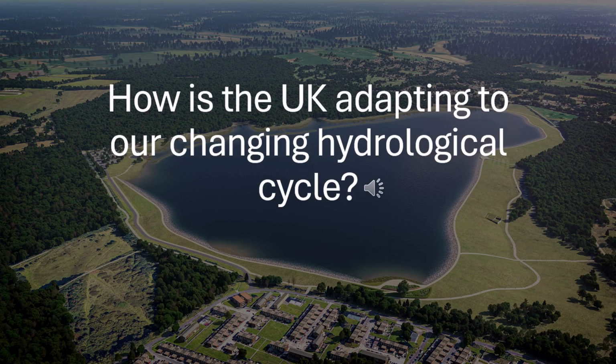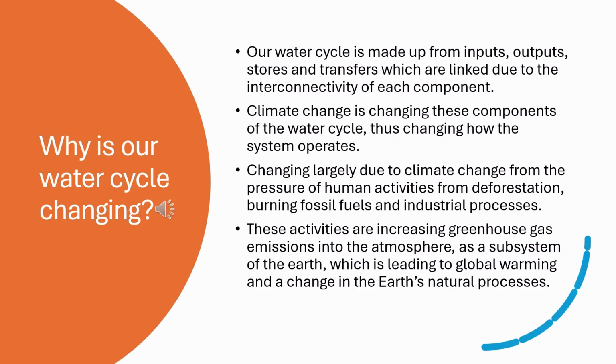Today we'll be exploring how the UK is adapting to our changing hydrological cycle. It is a complex system made up of inputs such as precipitation, outputs like evaporation, and stores such as rivers and groundwater aquifers. These are all interconnected, meaning that any change in one of the components will result in influencing others directly. For example, less precipitation in a drainage basin as an input to the system will directly influence the quantity of water reaching surface stores like rivers through transfers such as overland flow.